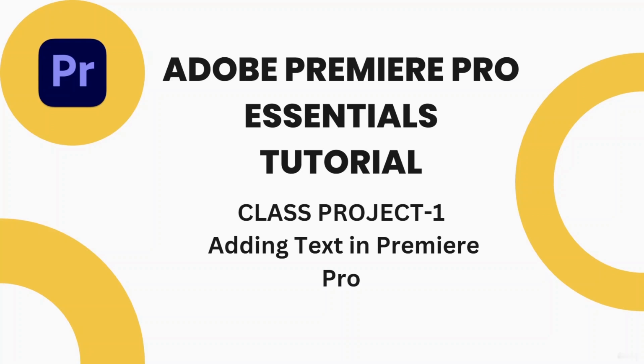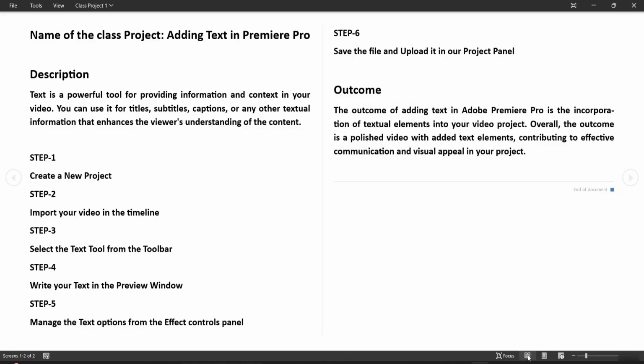Here I'll show you, and we'll do add text in Premiere Pro together. So let's see first what all steps we need to follow to add text in Premiere Pro. Here you can see I have the name of the class project as adding text in Premiere Pro. I have a description and also you can refer to the outcome. But for me, I'll directly go to the steps.